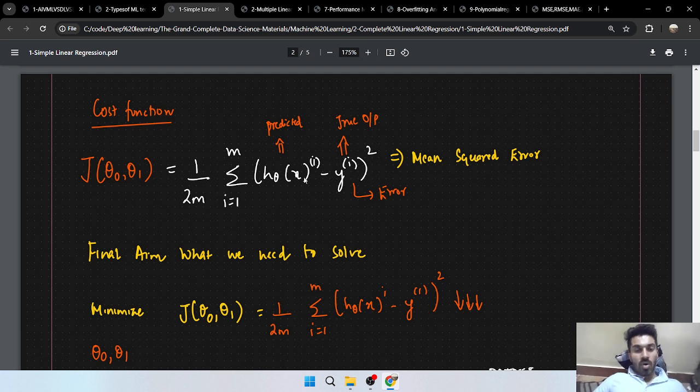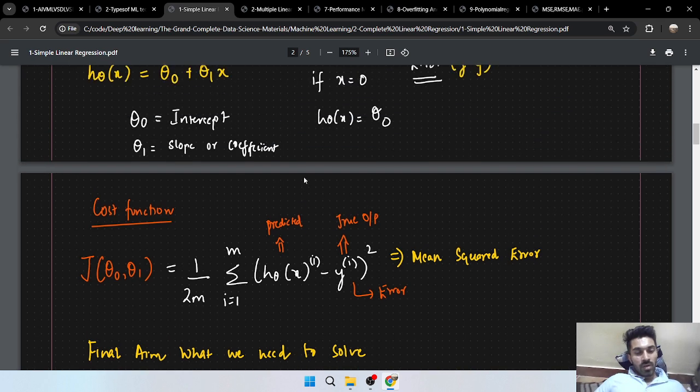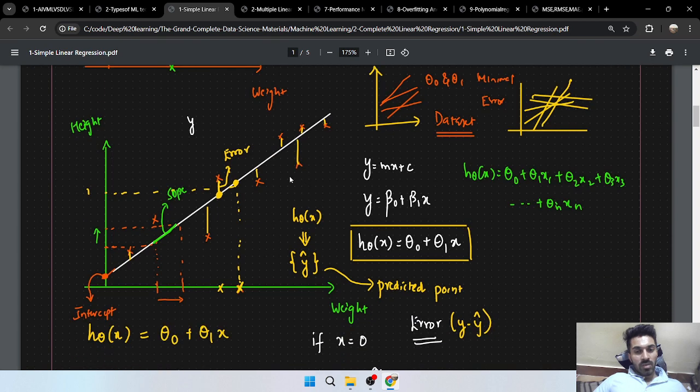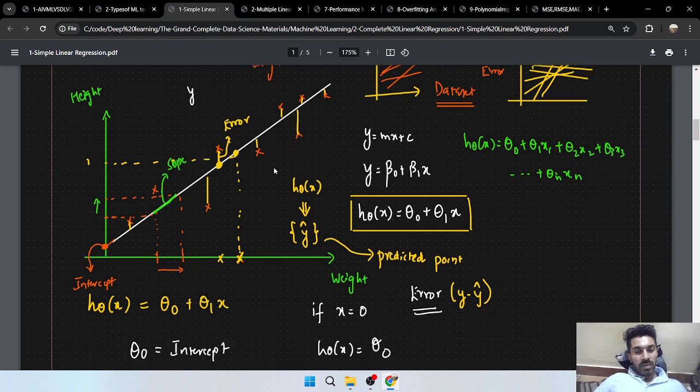Now the question will arise in your mind: what is this cost function, and what is gradient descent? Basically, gradient descent helps us find the global minima in minimal time. Now I think you will understand this one, and I'm explaining how to find a best fit line.